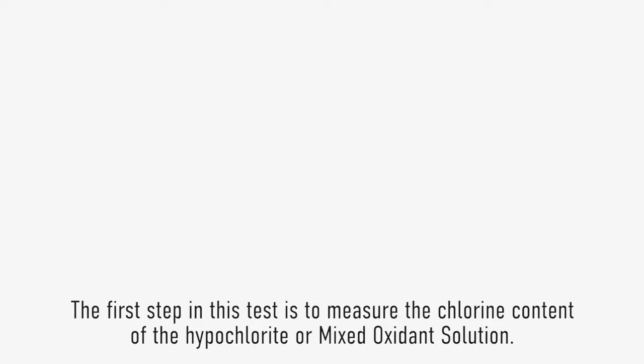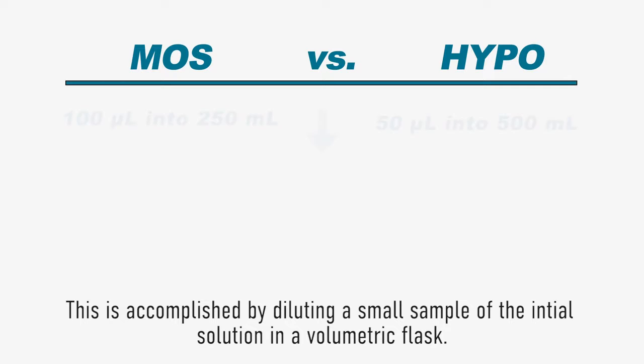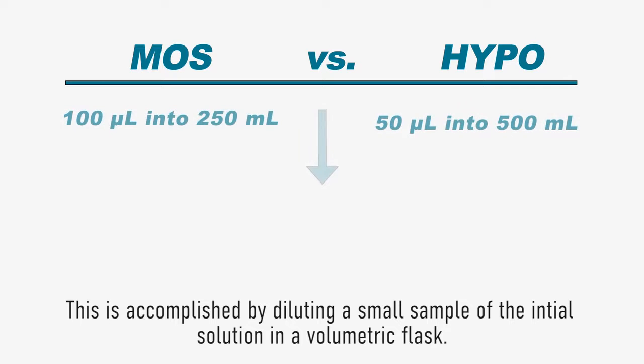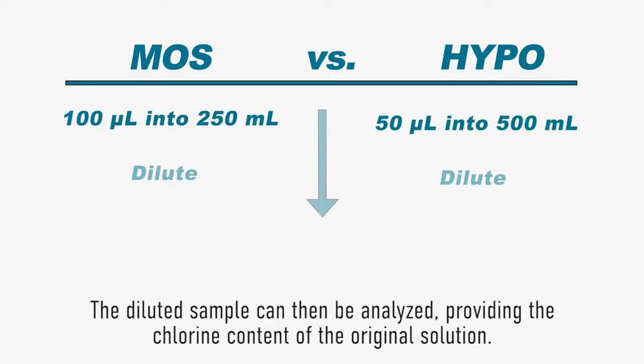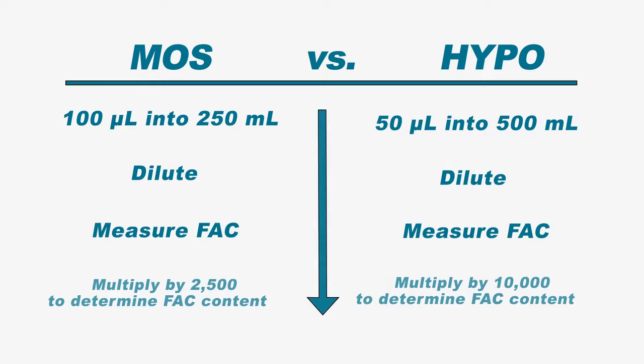The first step in this test is to measure the chlorine content of the hypochlorite or mixed oxidant solution. This is accomplished by diluting a small sample of the initial solution in a volumetric flask. The diluted sample can then be analyzed, providing the chlorine content of the original solution. The exact sample sizes and dilution volumes required for this test will depend on the source of your chlorine solution. Examples for how to determine these volumes can be found in the accompanying graphics.